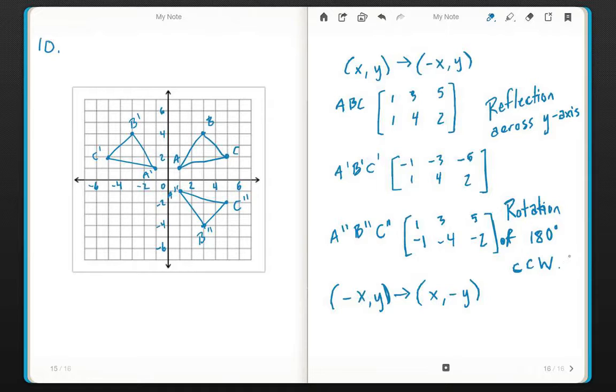Okay? So this isn't part of the question, but if you were asked what single transformation you could have done to get the final transformed image from the pre-image, the first original image, you may be able to recognize that this is the same rule, and we can see it particularly in the graph, if we had simply reflected across the x-axis. We would have ended up with the same image as going through those other two, reflecting across the y-axis and then rotating 180 degrees. But those are the two transformations done, and that is question number 10.